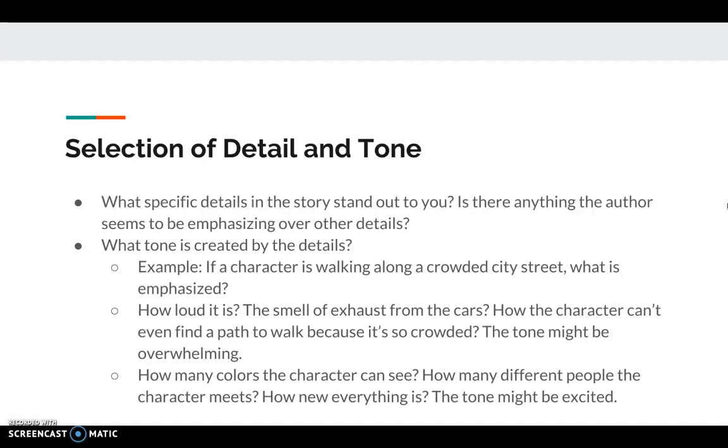But if it's the same scene, a character walking on a crowded street, and the character is talking about how bright and colorful everything is, and he's seeing all these different people, and everything is new, then his tone might not be so negative. Those are all positive experiences. So you might say that he's excited, or he is looking forward to these new experiences.